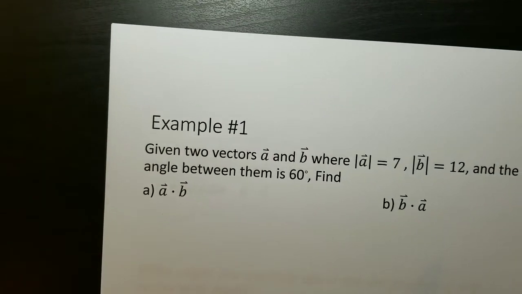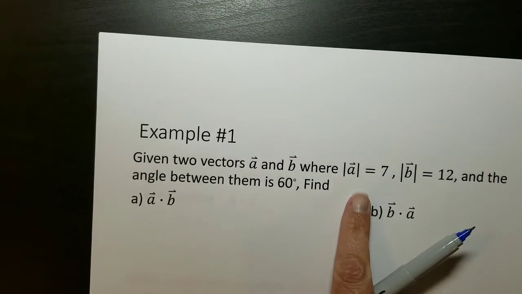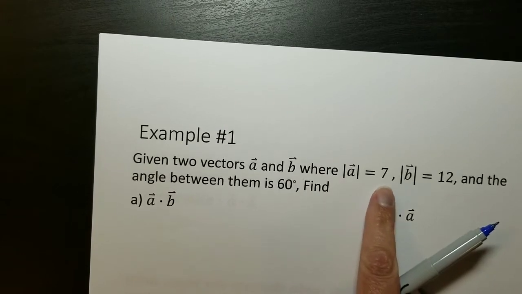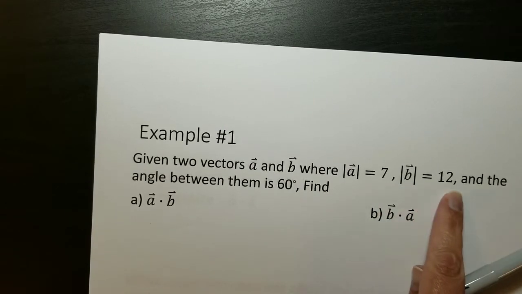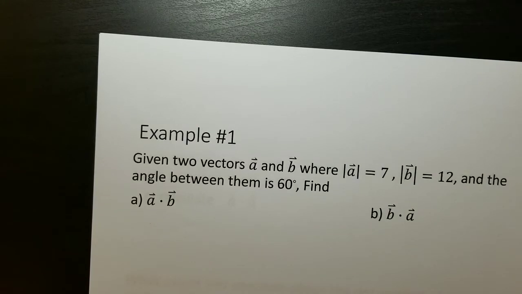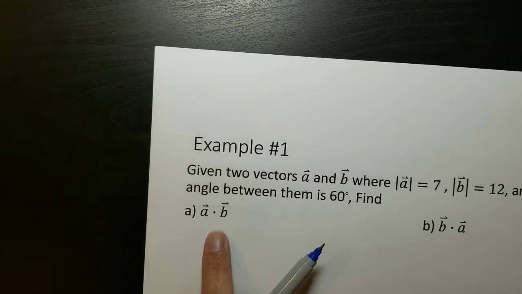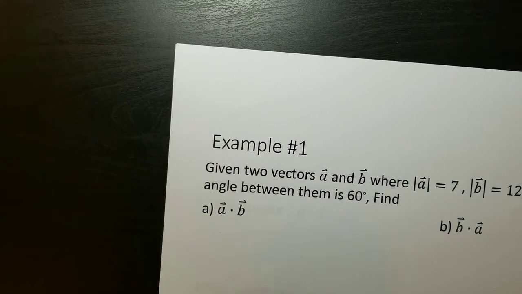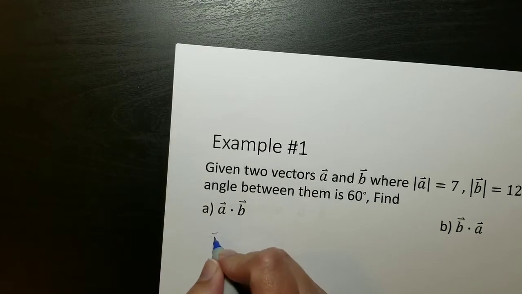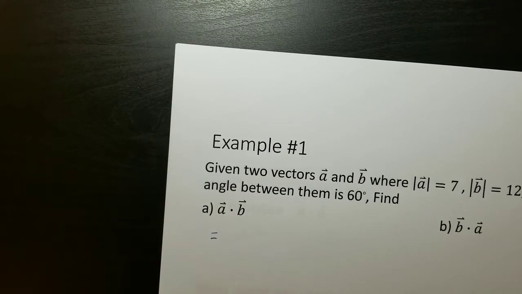We just have some information about two vectors A and B. The magnitude of A is 7, the magnitude of B is 12, and it says that the angle between those two vectors is 60 degrees. So the first question is finding A dot B. It really is just as easy.